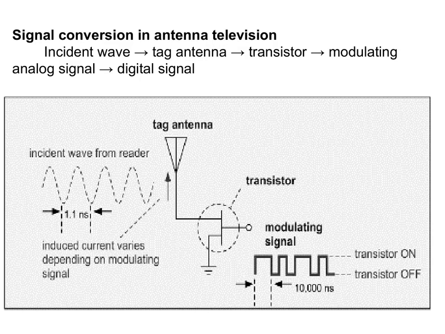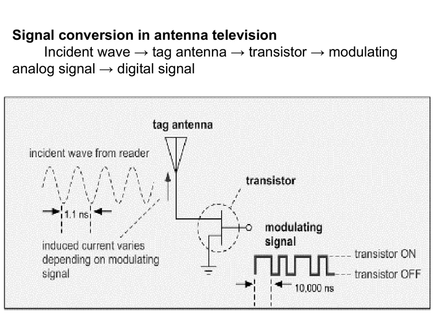Let's walk through the process of signal conversion in antenna television. First, an incident wave, which is the electromagnetic signal traveling through the air, is captured by the tag antenna. This antenna acts like a receiver, picking up the broadcast signal. Next, the signal is sent to a transistor, which amplifies or processes it further.